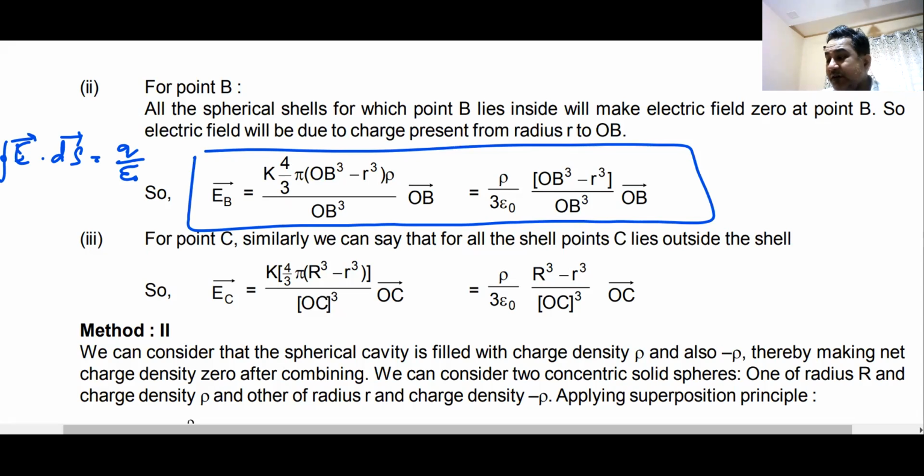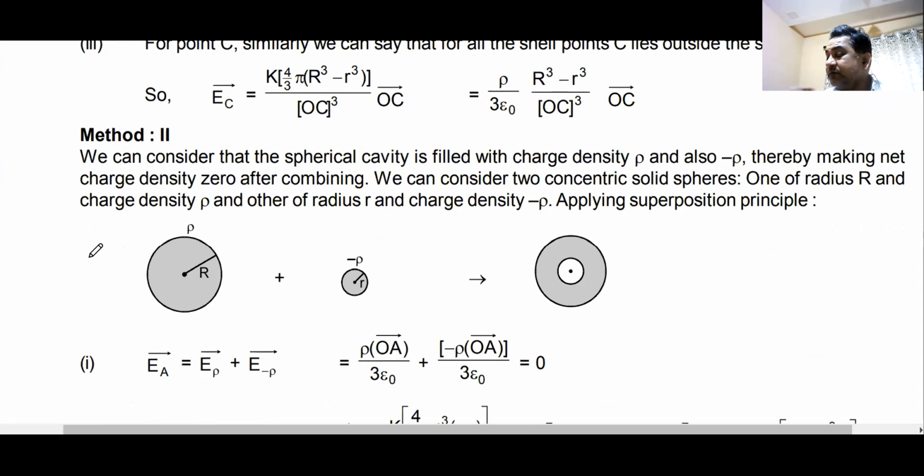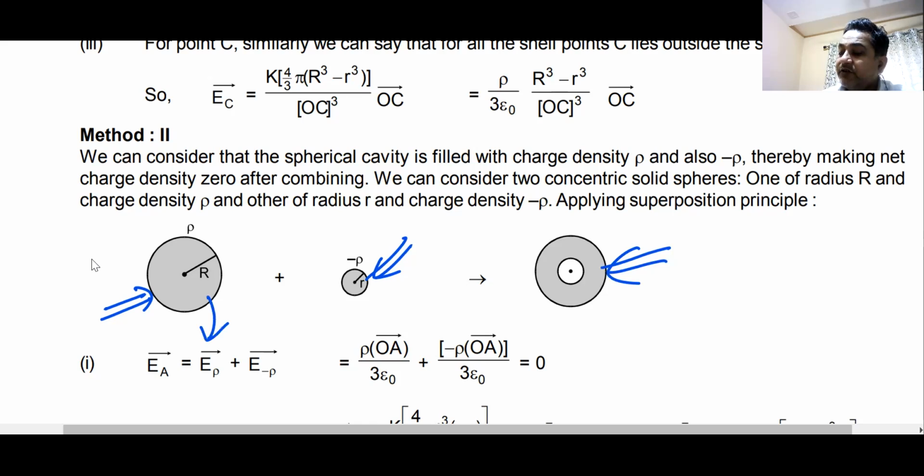So this is one way of doing it. Or method number 2, full sphere, subtract this sphere, and you have this sphere. You find the field due to this sphere. You find the field due to this sphere. You add these fields together, and you get your answer for the final sphere. You understand this?